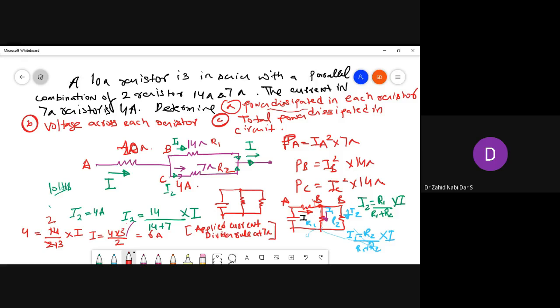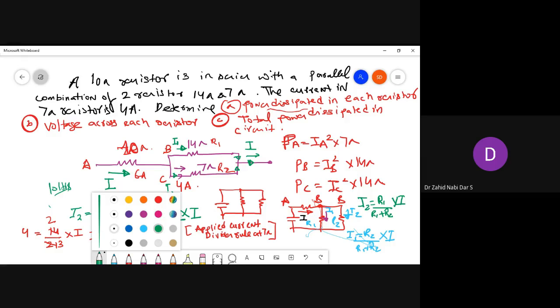So one thing I know, my I is 6 amps. So if here there is 4 amps, what would be the value here? Tell me. Here the value would be 2 amps, because this is 6 plus 2 amps.